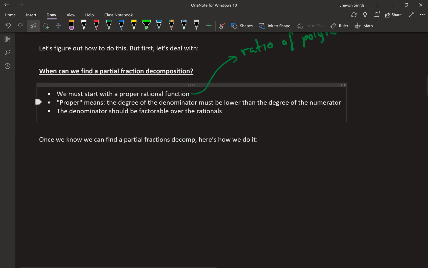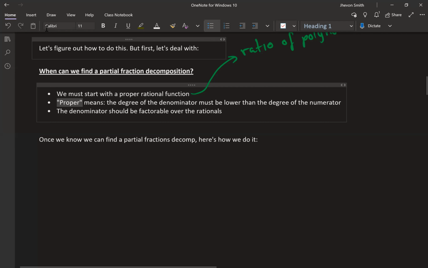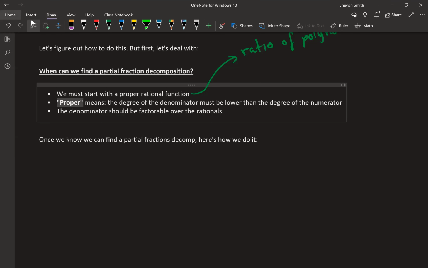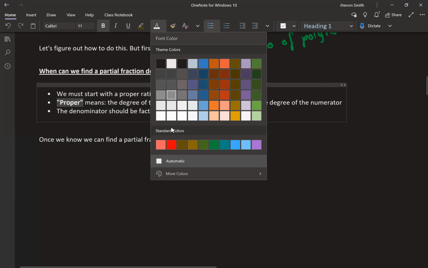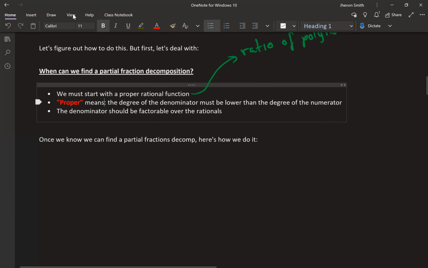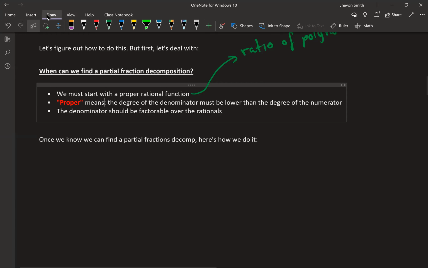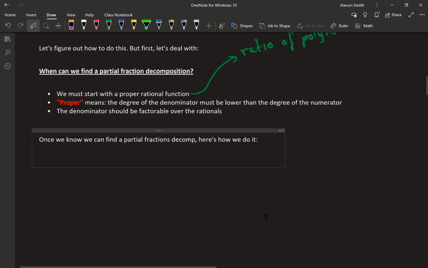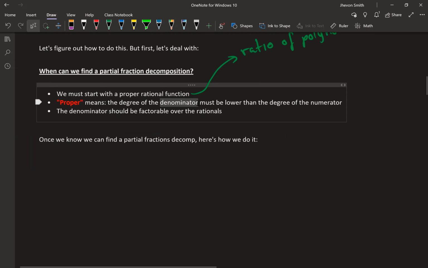Another thing, though, is we have to have proper, and it's actually important. Let me put that in bold. Let's maybe even make it red. The proper is an important part. Now, proper means the degree of the denominator... it's the other way around. Typo. The degree of the numerator must be lower than the degree of the denominator.